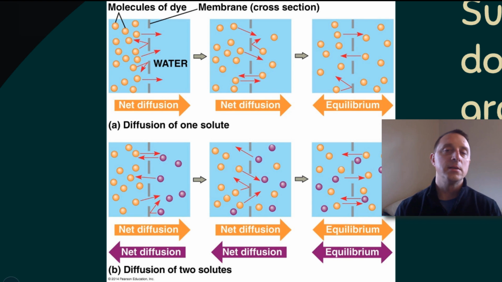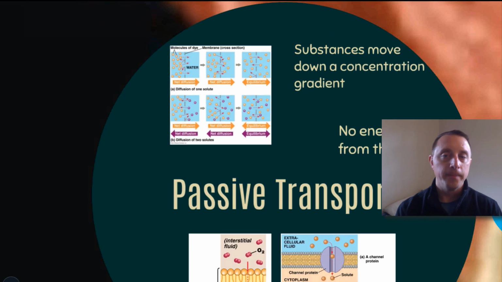And once our system reaches equilibrium, where there is equal concentration, then the net diffusion will stop. But remember that the overall movement of molecules does not stop. Just we don't see a net movement from one area to another once we are at equilibrium.